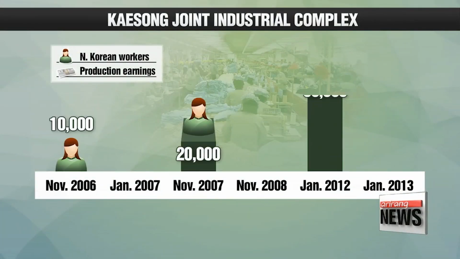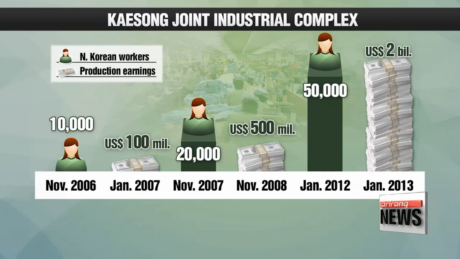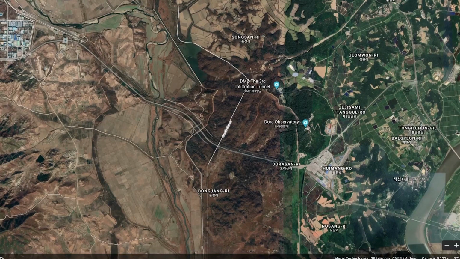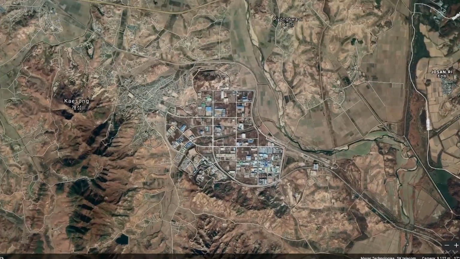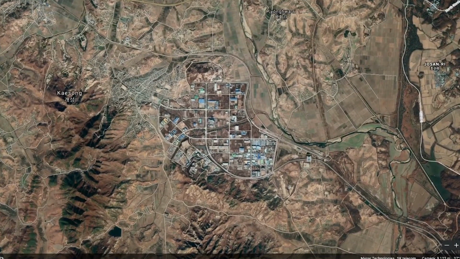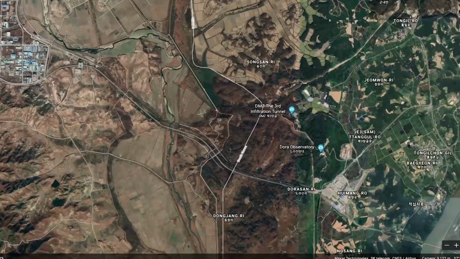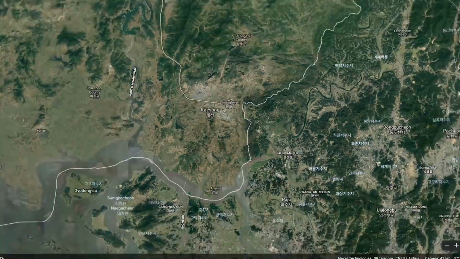2 years after its opening, the number of North Korean staff hit 10,000 workers, a year after it doubled, and in 2012, it reached over 50,000. The accumulated earnings from goods produced at the complex rose from some $100 million in 2007 to $2 billion in 2013. The park is located 10 kilometers north of the DMZ, and it's the only direct road and rail access between North and South Korea.